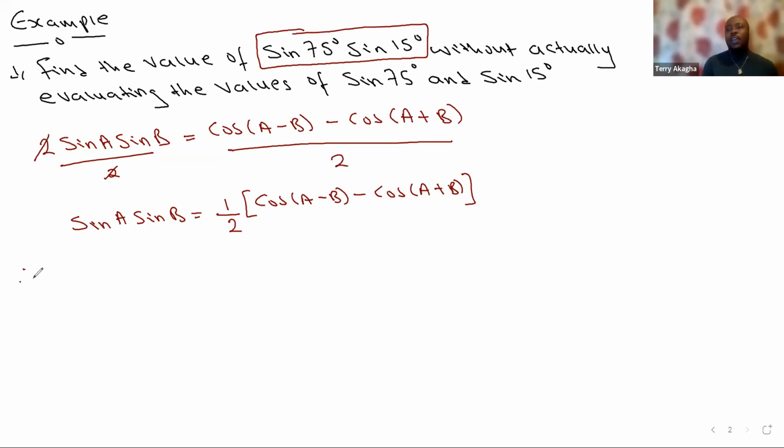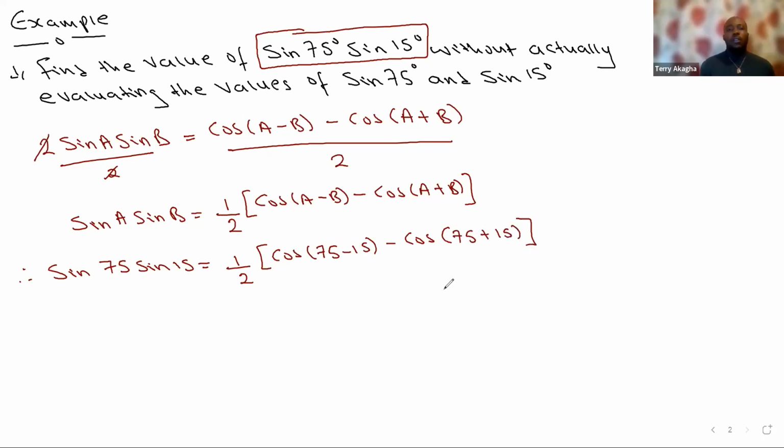So then I can now say, therefore, sine 75 sine 15 will be equal to 1/2 [cos(75 - 15) - cos(75 + 15)]. Are you seeing it? Then we can now go further and give you 1/2. This is going to give you 75 minus 15, which should give you 60, and 75 plus 15 should give you 90.